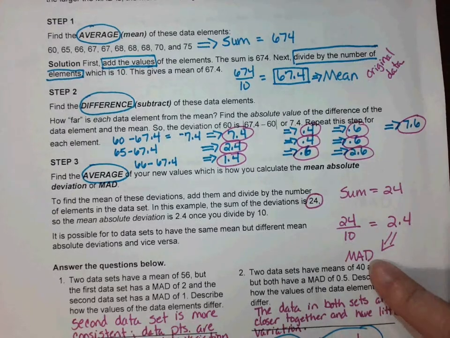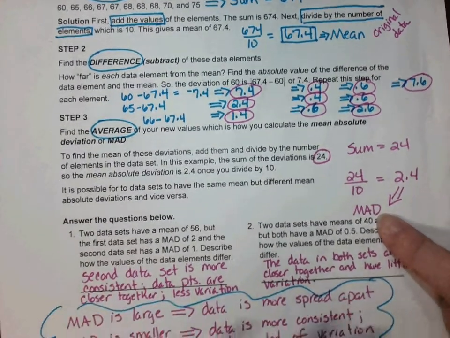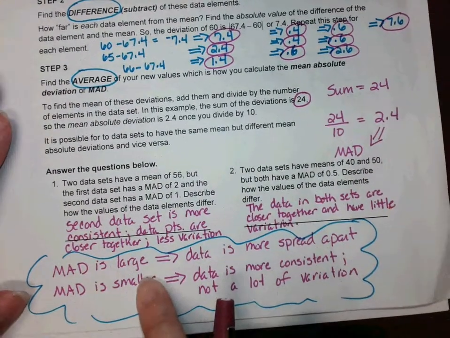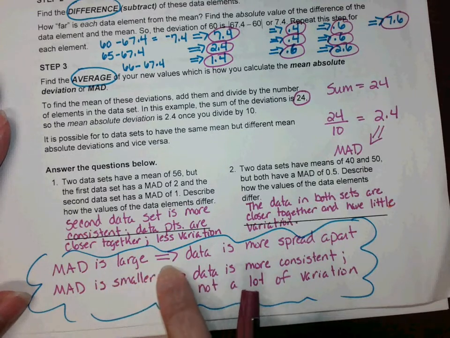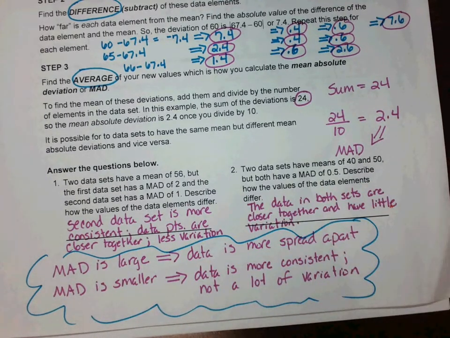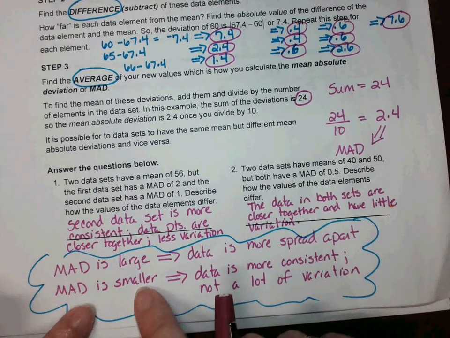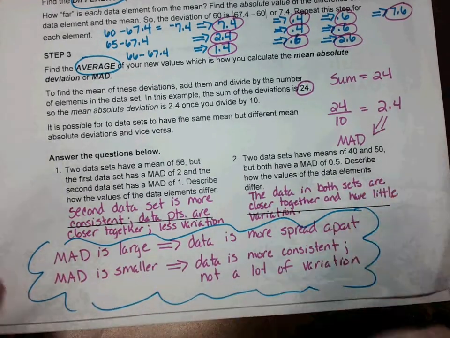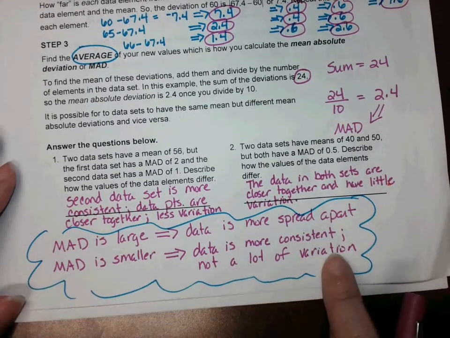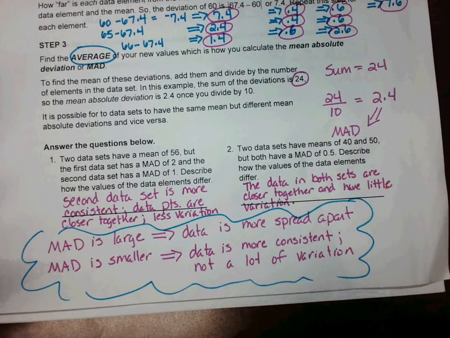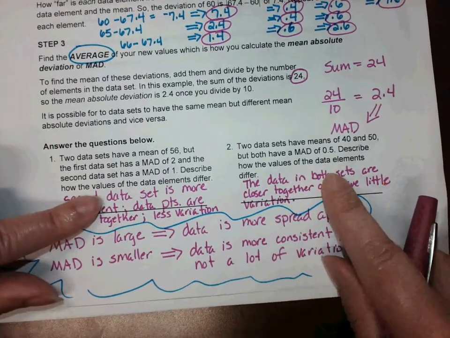This is called your MAD, your mean absolute deviation. What it tells me is, if I have a MAD that is large, it tells me that my data is spread far apart. If my MAD is smaller, it tells me that the data is more consistent and there's not a lot of variation between the data points. So that's kind of what numbers 1 and 2 are talking about.